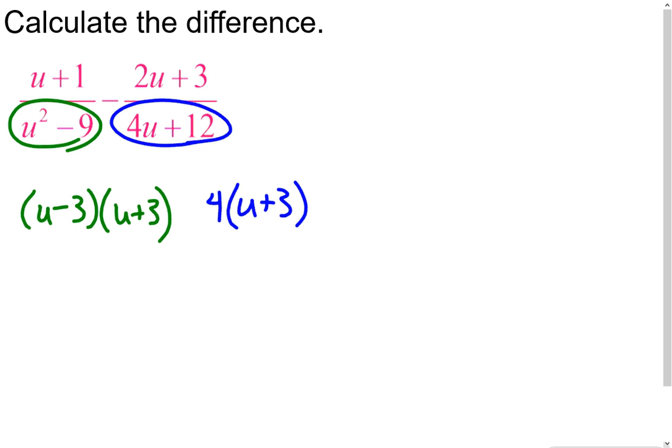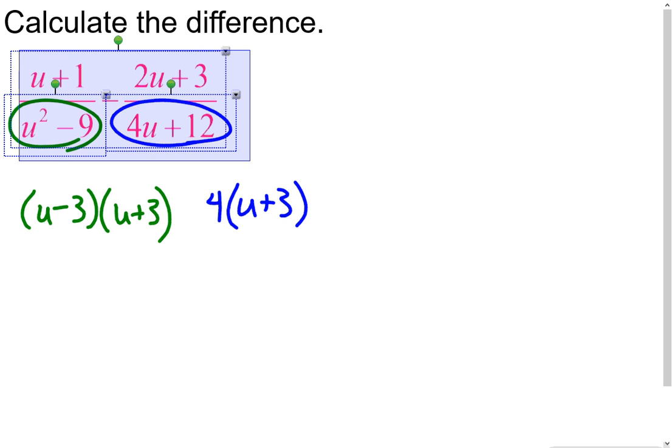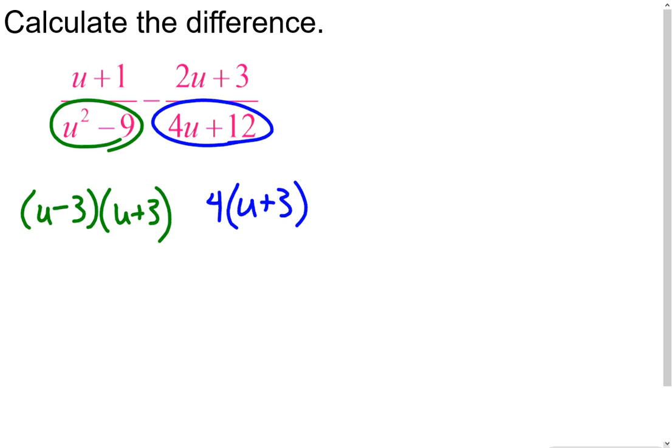Now to find that common denominator, again, I'm going to ask myself, what is the u squared minus 9 essentially missing that the 4u plus 12 has? Well, I look at it and I notice it's missing just the 4. So I'm going to have to multiply the denominator of that one by 4. Now I'm just going to slide all of this over a little bit to give myself some space. So I have to multiply this denominator by 4, which means I have to multiply this numerator by 4. Now, this is missing the u minus 3. Therefore, I'm going to have to multiply this denominator by u minus 3, and then this numerator by u minus 3.